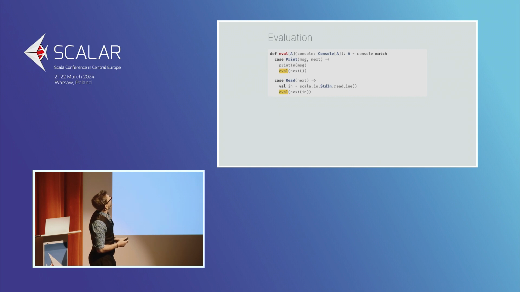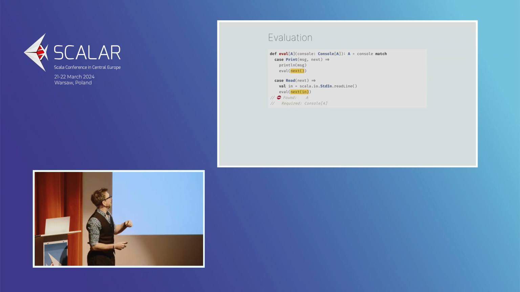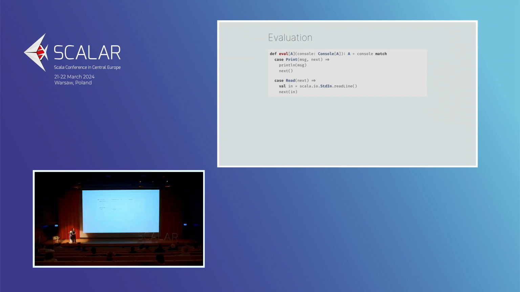And then, well, we have a problem, don't we? Because eval takes a console of A, but next now returns an A. So that's not going to compile. Luckily enough, next returns an A, which is what eval needs. So we can just get rid of eval here and make eval now non-recursive. It just evaluates a single console statement. How do we chain console statements now? Because we've broken that thing, right? We can evaluate single statements, but not chains.